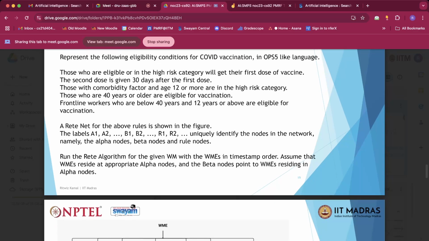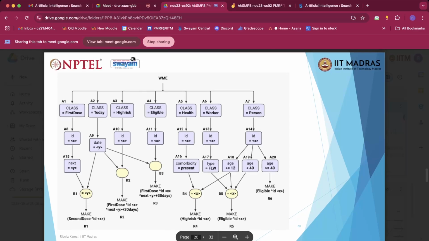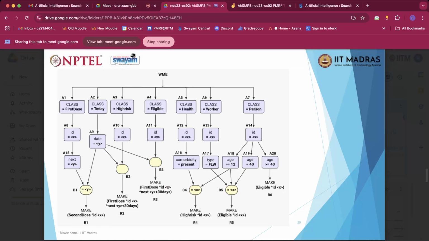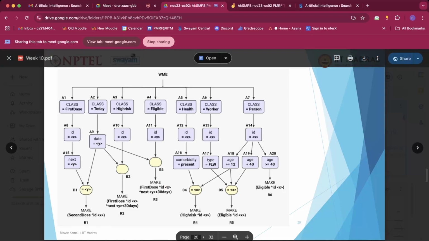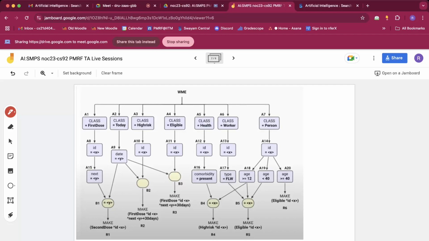What a RateNet would do is it would have different kinds of nodes, alpha nodes and beta nodes. This is what a RateNet would look like. You have a class at the first. All the beta nodes are marked with the yellow color, and all the other purplish nodes are the alpha nodes. They could consist of class name, attribute name, or the attribute value. For example, let me shift to the Jamboard and try to explain this more clearly to you.